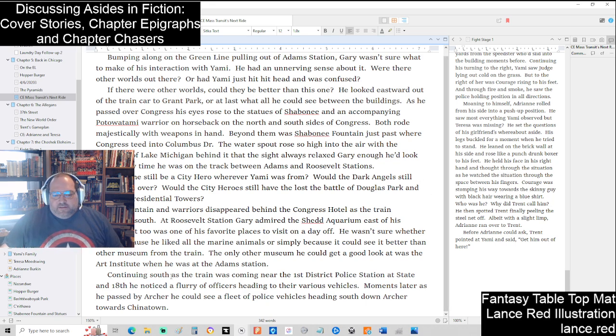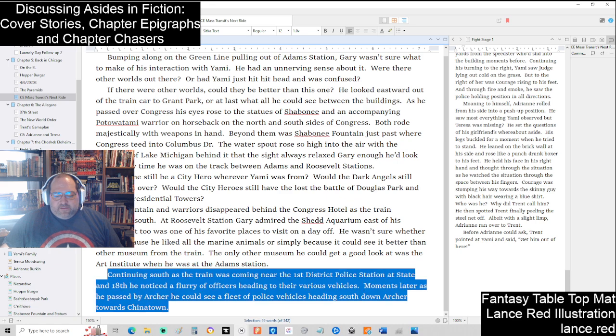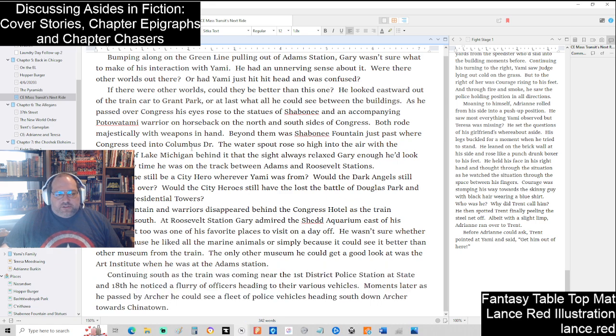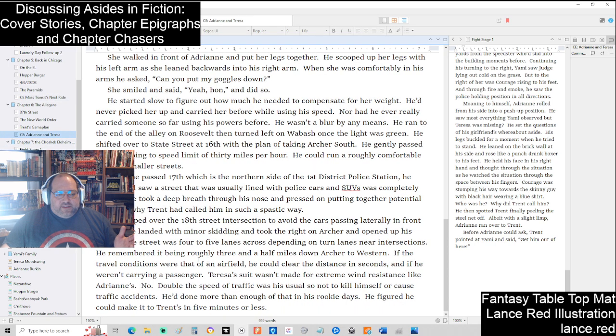And so we get his perspective of stuff happening. We know that he calls Trent and gives him information about this happening at the 1st District, and then here we had Teresa, and he started to slow to figure out how much he needed to compensate for her weight. He'd never picked her up and carried her before while using the speed, nor had he really ever carried someone so far using his powers before.